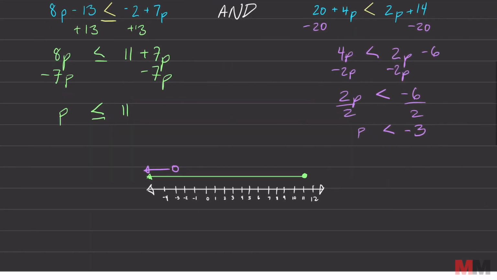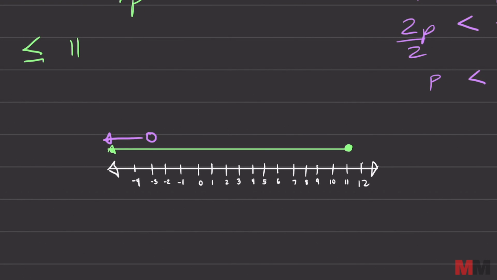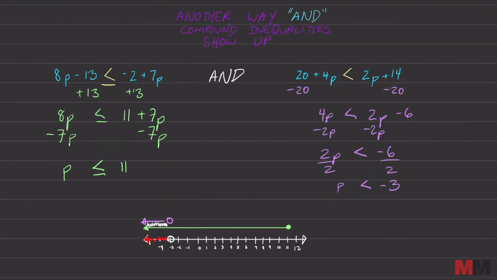If we look at this graph, you're trying to figure out the area that they have in common, which is only going to be this little piece. That has an open circle, so we're going to put an open circle here. And the area that they have in common is everything to the left. So that means if I plug in a negative 4 for P, or anything less than negative 3, it will make a true statement.